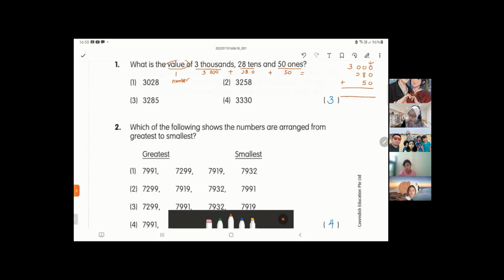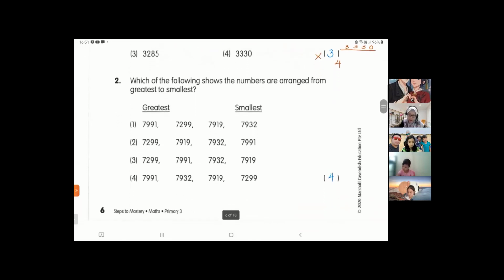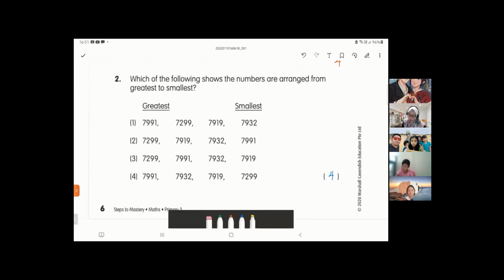0, 0, 0 is 0. 0 plus 8 plus 5 is 13. 1 plus 2 is 3. 3 plus nothing is 3. Okay, so the answer is 3, 3, 3, 0. 3,330. Answer is number 4. Understand? Next one. Which of the following numbers shows the numbers are arranged from the greatest to the smallest?